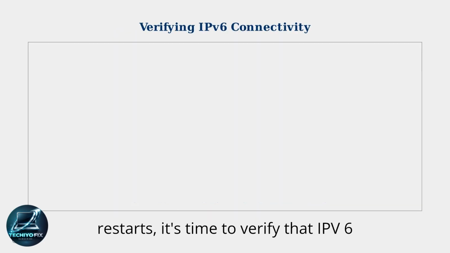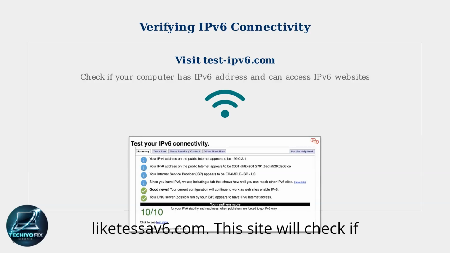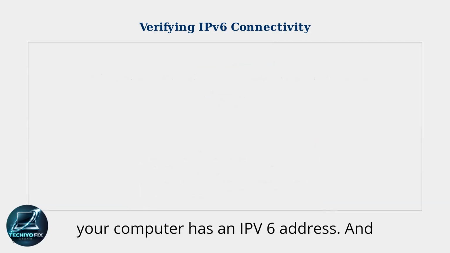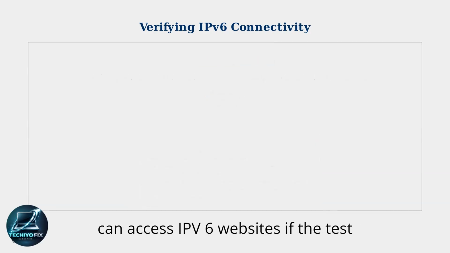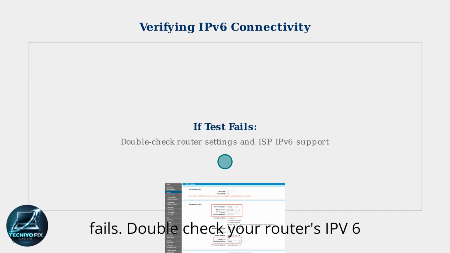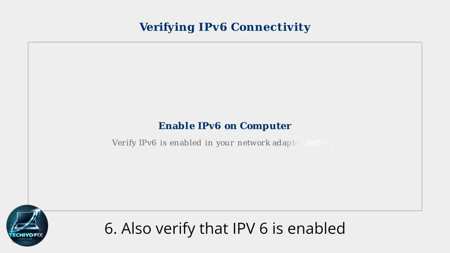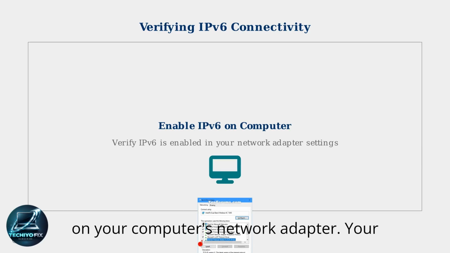After your router restarts, it's time to verify that IPv6 is working correctly. Visit a website like testipv6.com. This site will check if your computer has an IPv6 address and can access IPv6 websites. If the test fails, double-check your router's IPv6 settings and ensure your ISP supports IPv6. Also verify that IPv6 is enabled on your computer's network adapter.